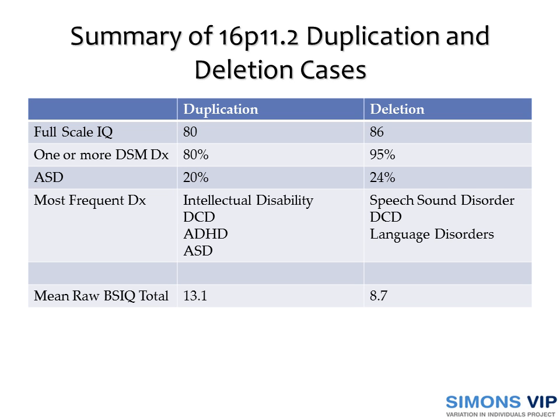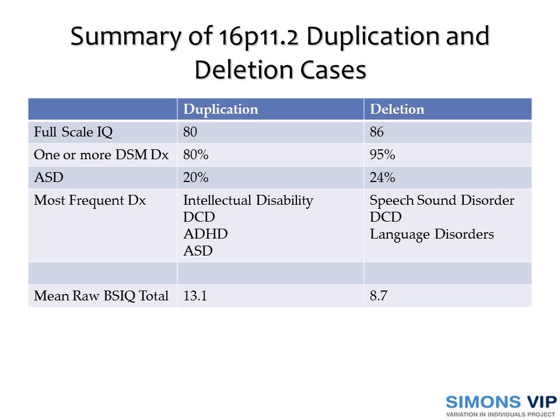And then the most frequent diagnoses for kids with a duplication were intellectual disability, developmental coordination disorder, attention deficit hyperactivity disorder, and autism. For deletions, it was speech-sound disorder, developmental coordination disorder, and overall just language disorders in general. And then below that, we'll talk a little bit more about repetitive behaviors.